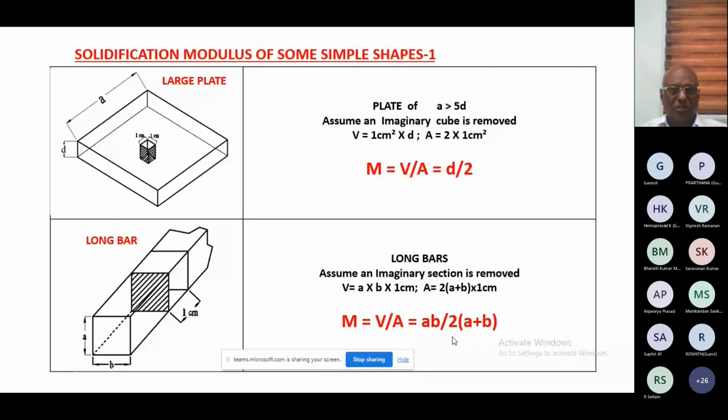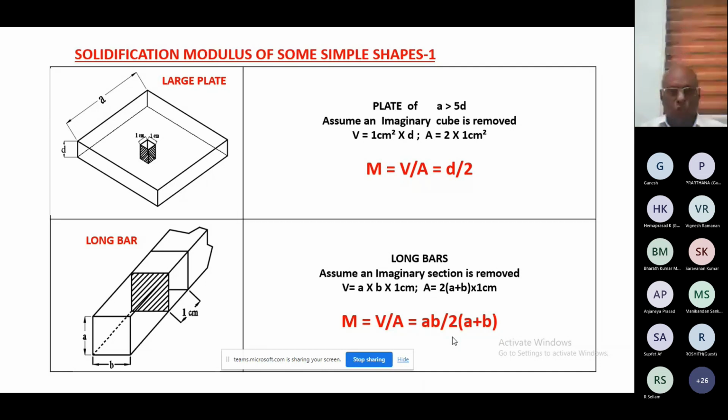Now here is a table showing the solidification modulus of some simple shapes. The first is a large plate, where the length and width exceed more than 5 times the thickness, A greater than 5D. Assume an imaginary cube is removed from the large plate. The sides of the imaginary cube are 1 centimeter by 1 centimeter. Thickness is D. Volume of this imaginary plate is 1 centimeter square by D.